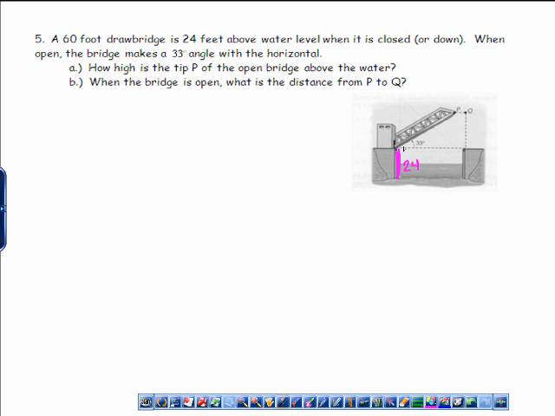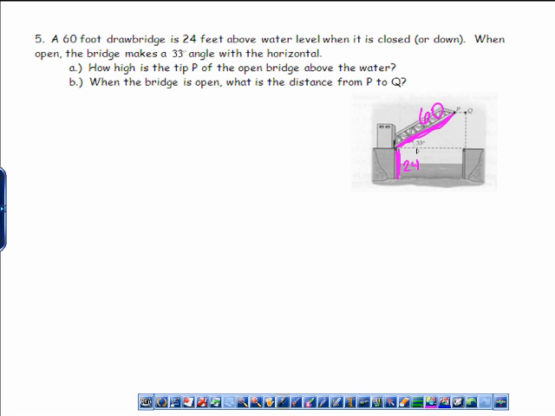It says that the drawbridge itself is 60 feet, so let's label that 60. They have a point P and point Q here, which they're going to refer to in their problems. P would be the tip of the drawbridge, which is going to connect over here, and Q is the height of the tip of the drawbridge above where it will meet on the other side. I'm not sure if I explained that the best. The picture really does tell you, though, what these things mean.